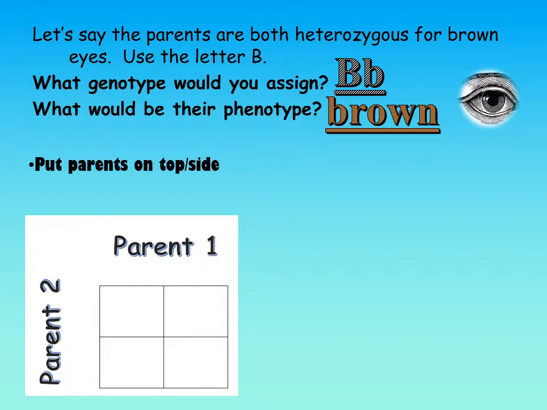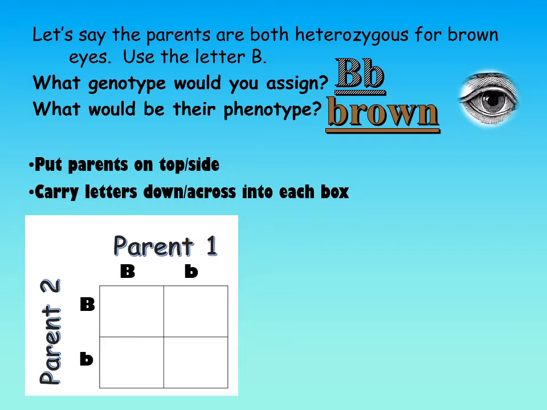So we're going to fill in our parents, big B, little b, big B, little b. And then we're going to carry the letters down and across into each box. So in this first box, two big B's. Next to that, a big B and a little b. Down here in this box, big B, little b. And in our final box, two little b's.